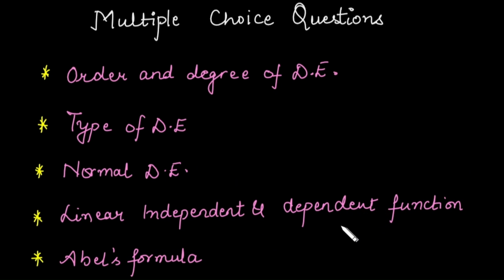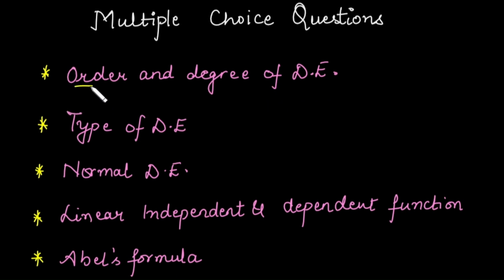Next, we will deal with the concept of linearly independent and dependent functions. For this, we will use the concept of the Wronskian. At last, I will give you one example based on Abel's formula, showing how we can use Abel's formula in order to calculate the Wronskian. So, beginning with the first concept, that is the order and the degree of a differential equation.